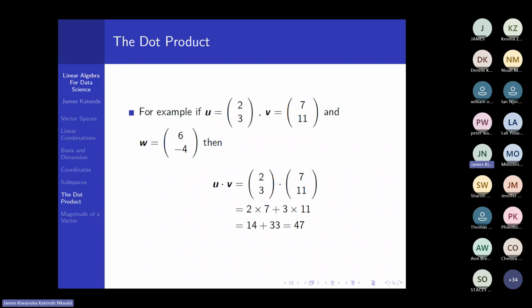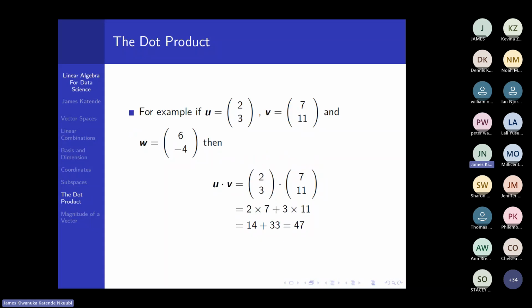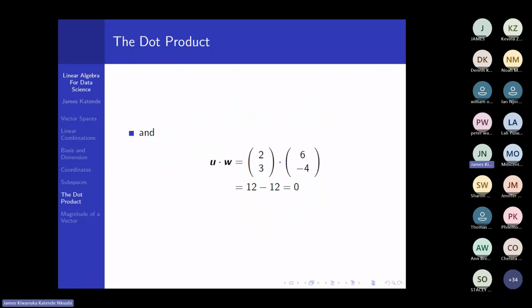So this is fairly straightforward. You can extend this to, this is now the second example, with the vectors u and w. Here, the dot product of u and w is 0. This will play a role at some point. When you have a dot product of two vectors equal to 0, it means that they have a special name. We say the vectors are orthogonal. We shall get to that.